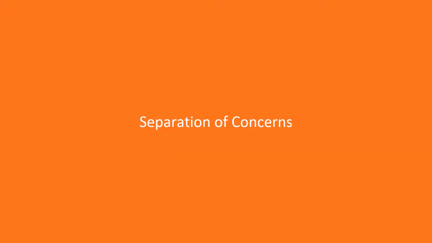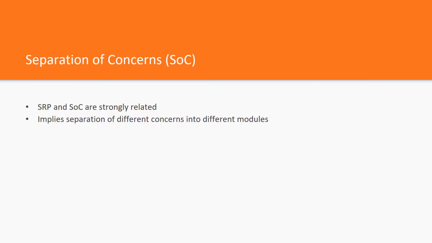This lecture is titled Separation of Concerns. Separation of concerns, or SoC in short, is a principle which we actually discussed in the section of Single Responsibility Principle. SRP and SoC are strongly related. Basically, SoC is a principle which means that we have to separate different concerns into different modules. Adhering to SoC allows us to build modular systems.